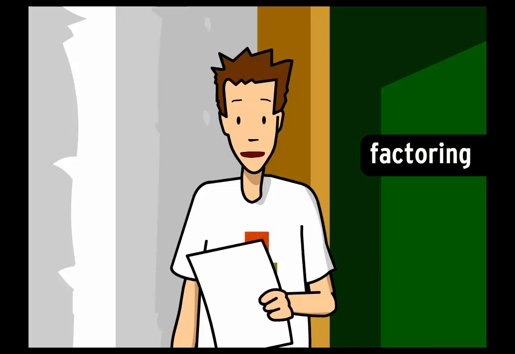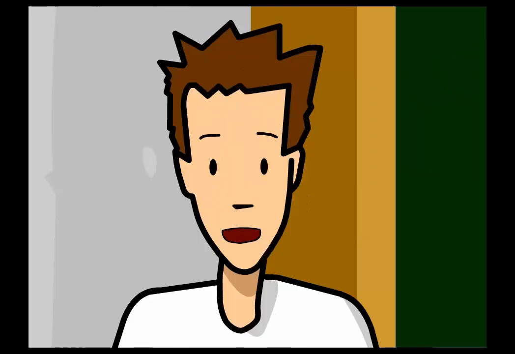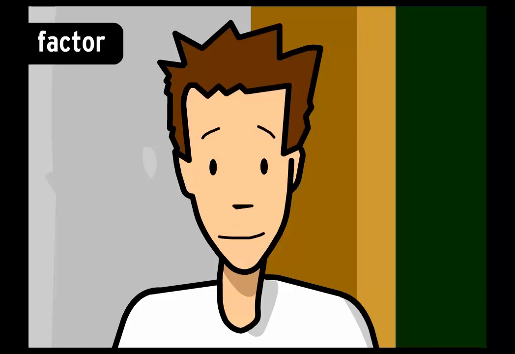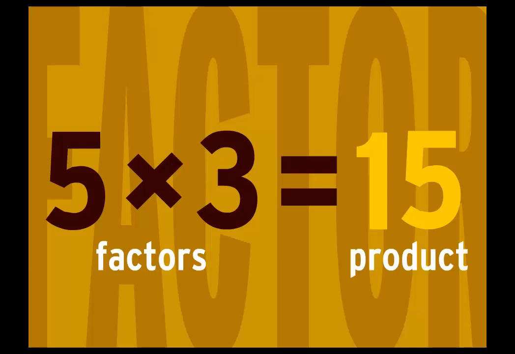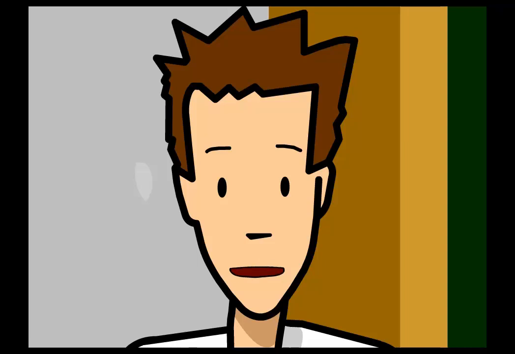Well, factoring a number is like breaking it into pieces. Each of those pieces is called a factor. As you might remember from our multiplication movie, factors are the numbers we multiply together to get a product. Put another way, factoring is the process of finding all the numbers that a number is divisible by.